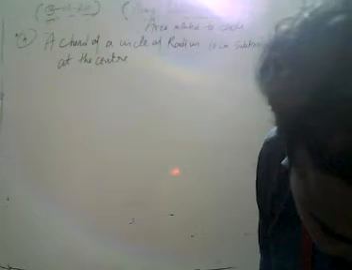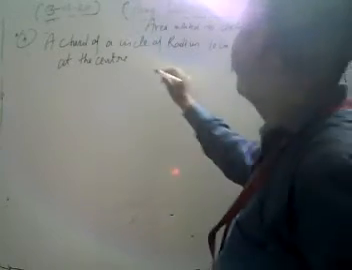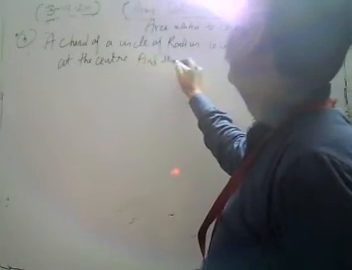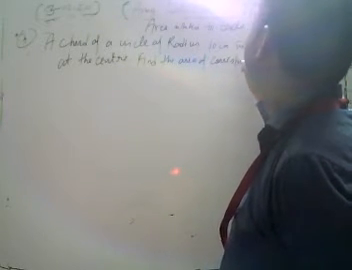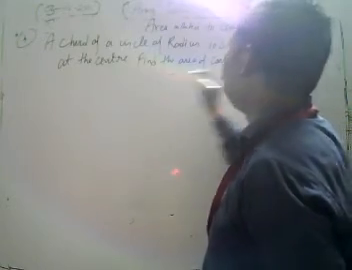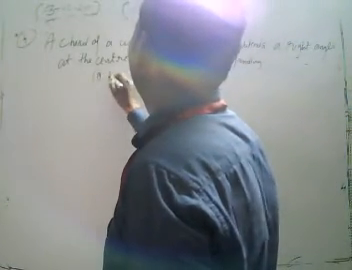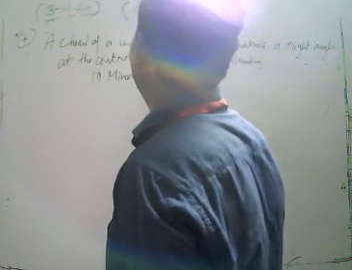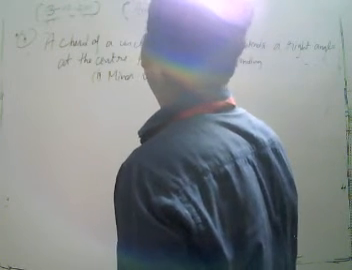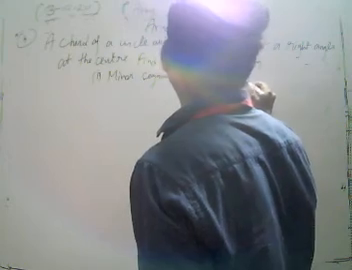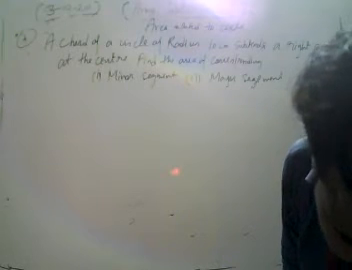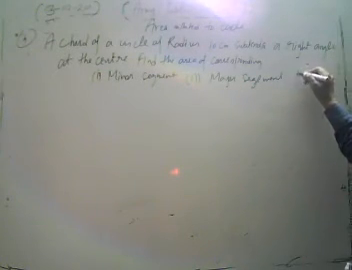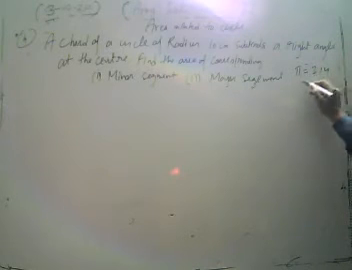Find the area of the corresponding minor segment and then the major segment. Use pi. In the problem it is given to use the value of pi as 3.14.